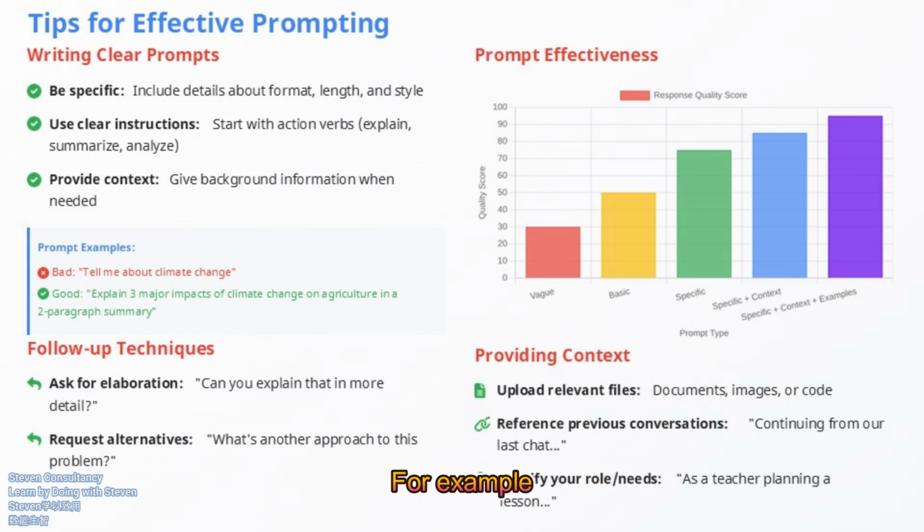For example, a bad prompt would be, "Tell me about climate change." A much better prompt would be, "Explain 3 major impacts of climate change on agriculture in a 2-paragraph summary." You can also use follow-up techniques. Ask for elaboration by saying, "Can you explain that in more detail?" Or request alternatives by asking, "What's another approach to this problem?"